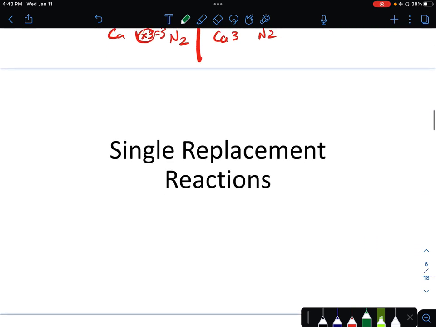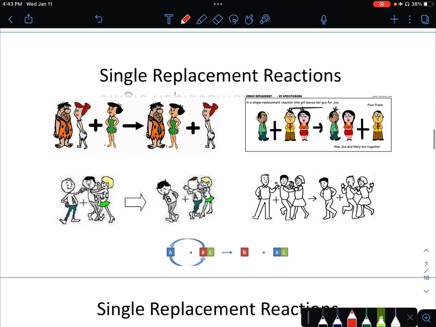All right. Single replacement. So when we look at single, single means 1, replace means to switch, right? So we're going to have 1 element switch. All right. So as we look at this, there's your kind of generic version of that one, right? You got Fred and Wilma and Betty. Then all of a sudden, Fred and Betty and Wilma's all alone, right? This girl leaves her guy for Joe. Now Joe and Mary are happy. Poor Frank, right? You see it.